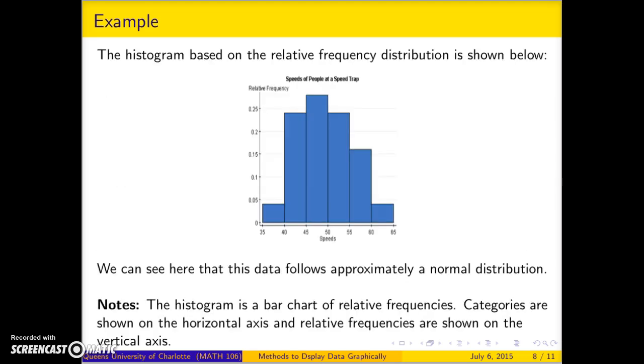Okay, here's the histogram of the distribution. Now to see how this is drawn, there will be a video example, so please watch that because it'll go over how to use StatCrunch. So you see here, this goes from 35 to 39, which is 4%, and then 40 to 44 is 24%, and I would say it follows an approximately normal distribution.